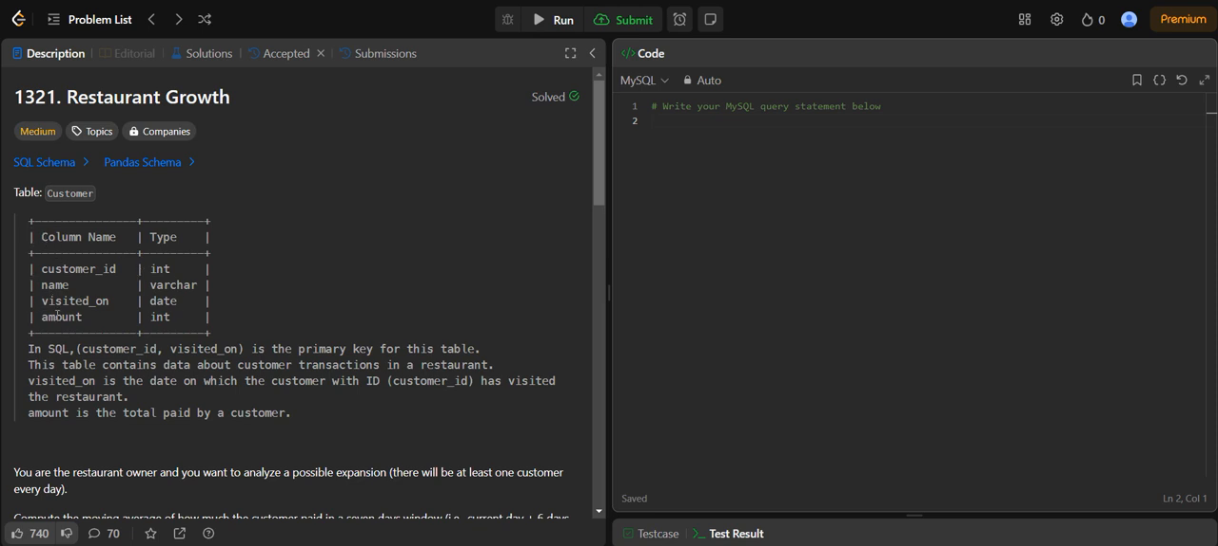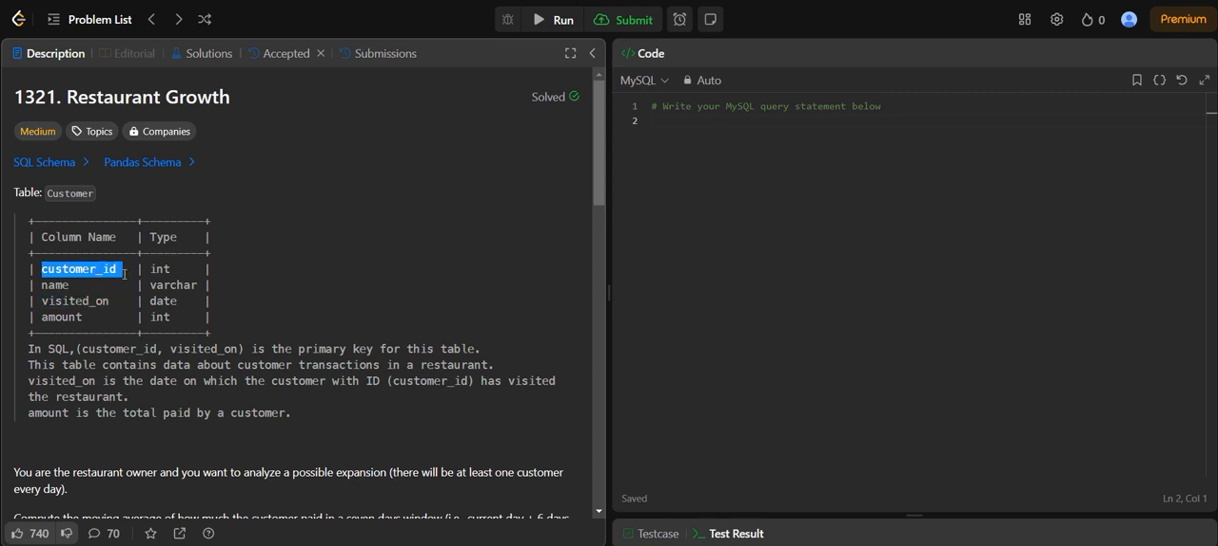There are four columns here, but this is a unique table because we are going to see this kind of table for the first time. In this SQL table, customer ID and visited on together are the primary key. Usually there is only one column which is the primary key, but here a combination of customer ID and visited on is unique.